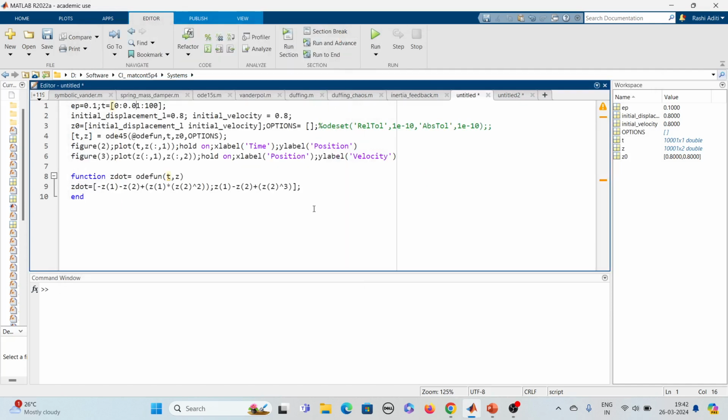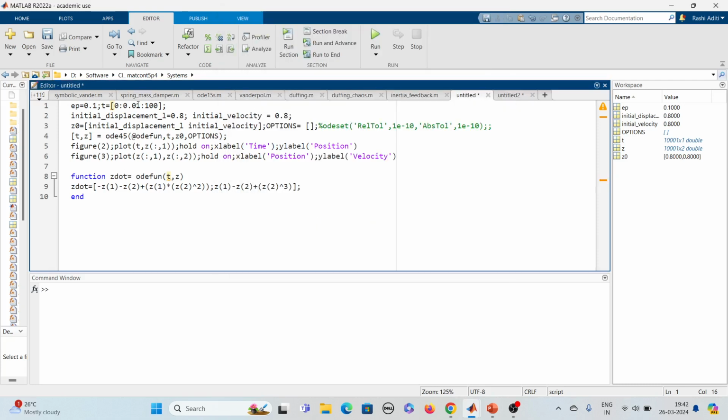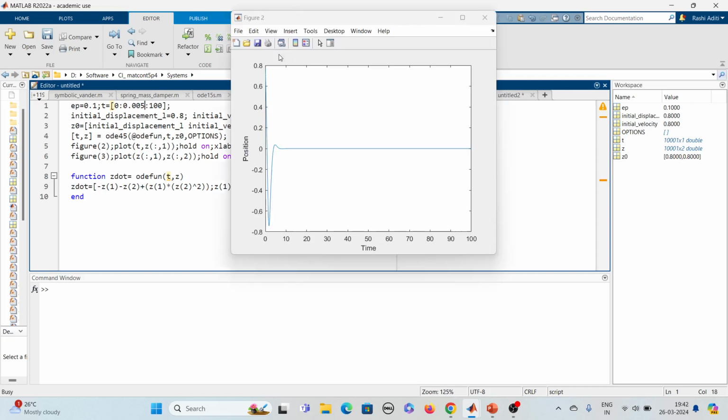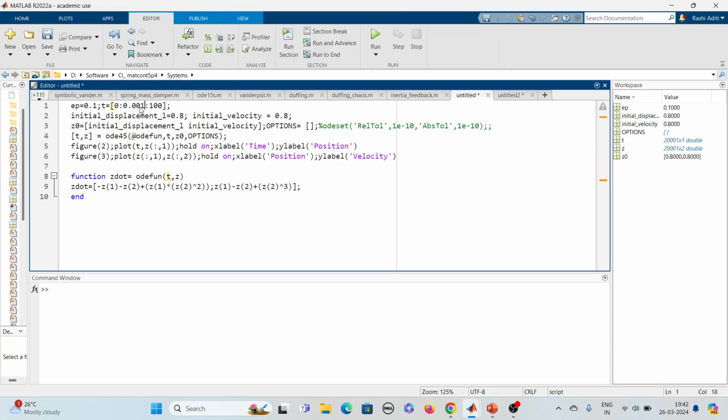Okay, so now we know that we want to have a step size of 0. Okay, I'll just give you an example also. Here I have chosen the step size 0.01. This is the plot. I'll choose something like 0.05 and then I'll choose 0.001.